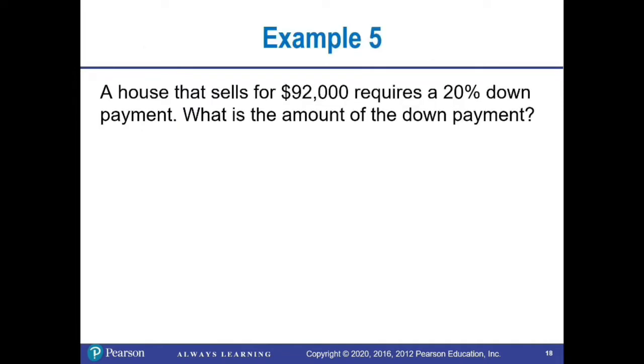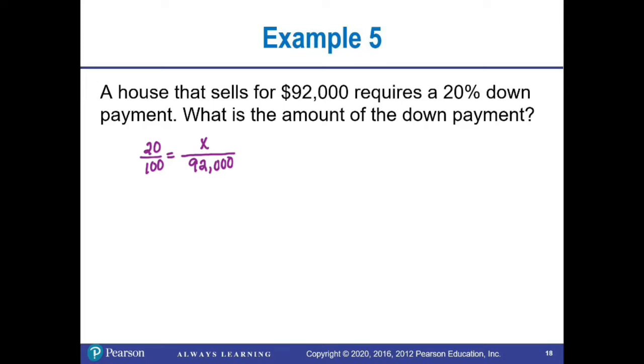Look at example 5. A house sells for $92,000. It requires a 20% down payment. We want to know what is the amount of the down payment. Well, 20% is 20 over 100. Percent, remember, means per 100. We're going to set up a proportion, so 20 over 100 equals x over 92,000. 100 represents our whole, and the house sold for $92,000. That is also our whole, so it goes in the denominator. We're looking for the part, the down payment, so the x, the part, goes on top.